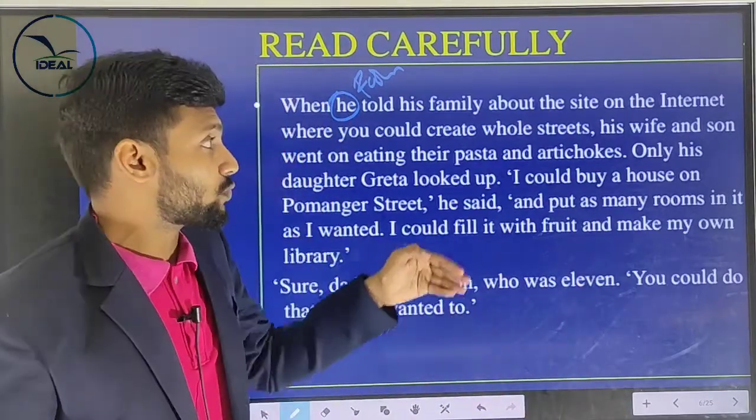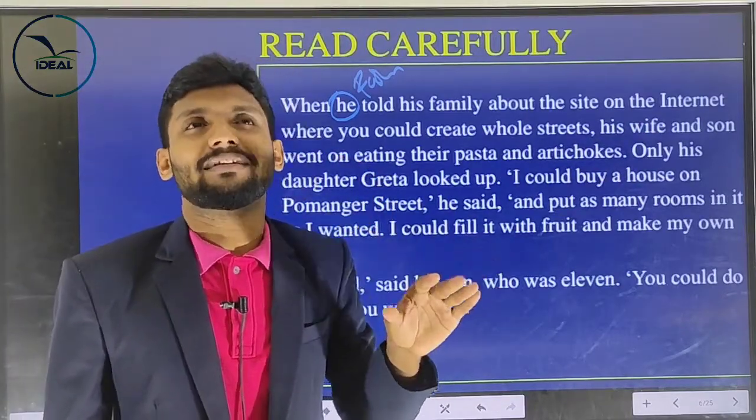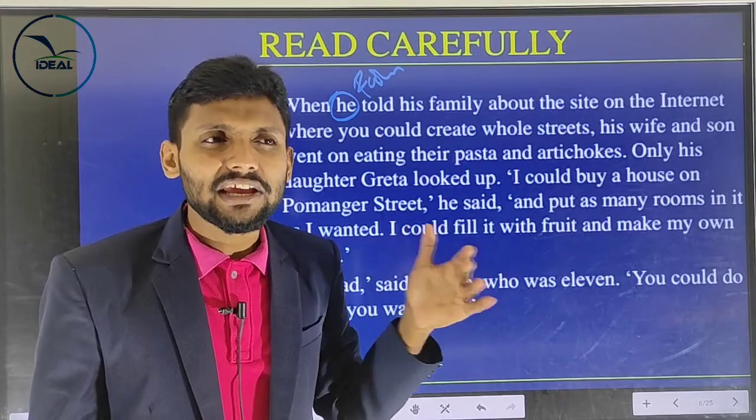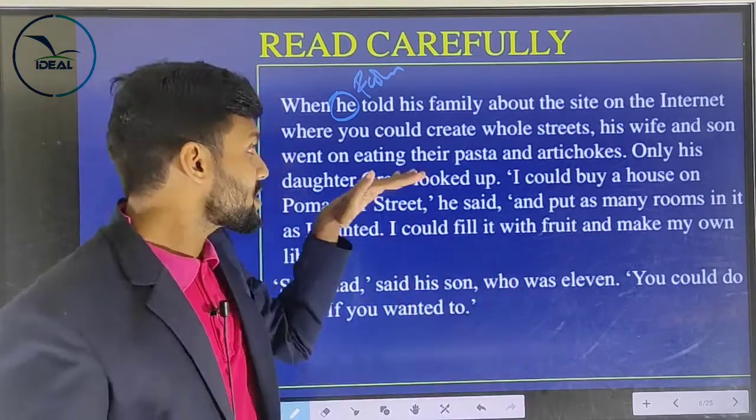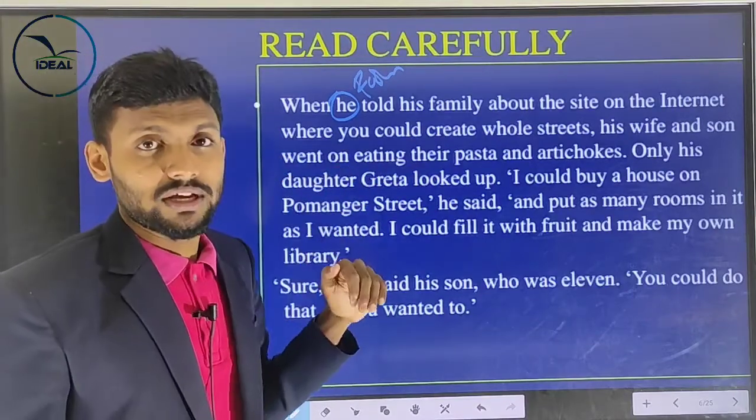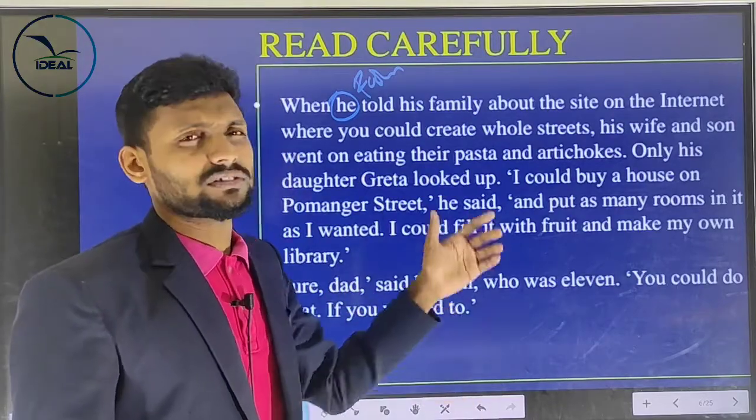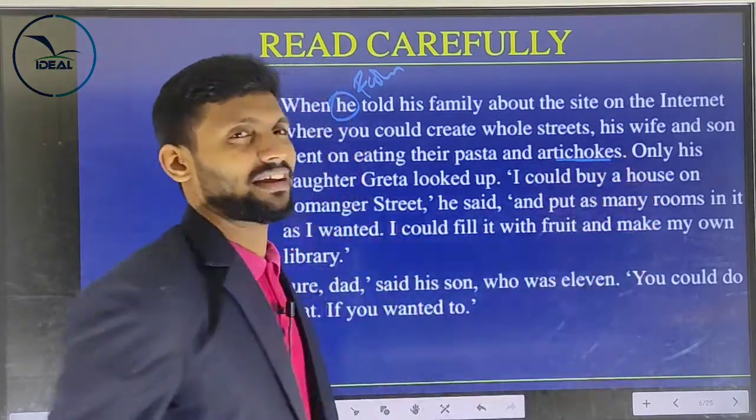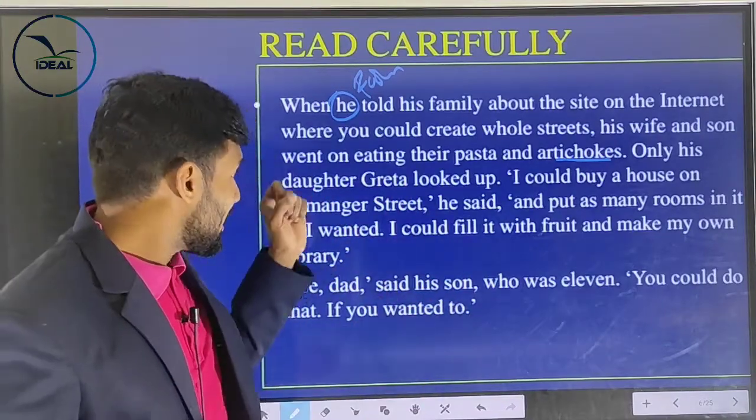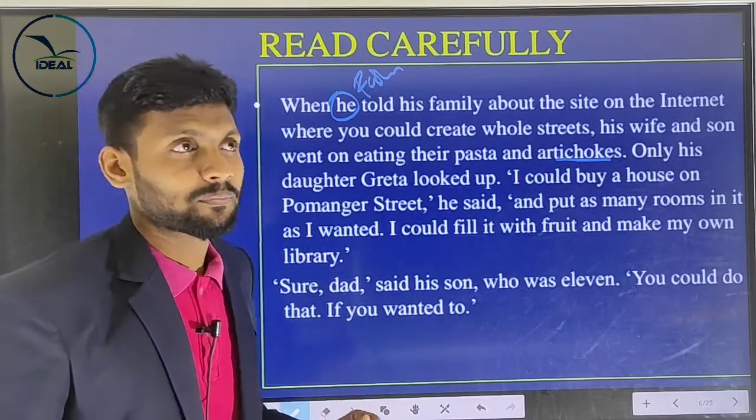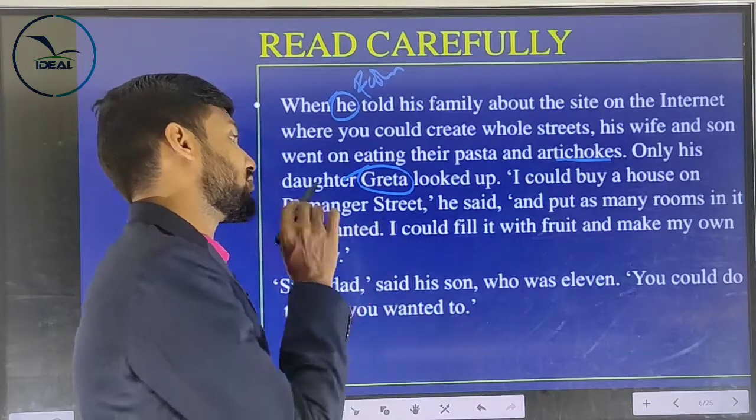When the father told this, his wife and son went on eating, meaning they continued eating, because they didn't listen to him. What they were eating: their pasta and artichokes. It's a vegetable, I think you understand, a vegetable with leaves. Okay. Only his daughter Greta looked up. So this is the name of the daughter, Greta, the main character in the story.